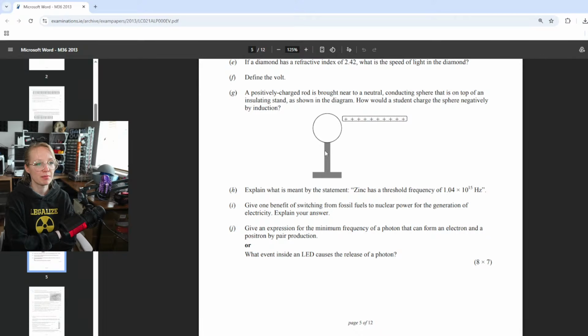What is meant by the statement, zinc has a threshold frequency? So that's got to do with the photoelectric effect. Give one benefit of switching from fossil fuels to nuclear power for generating electricity. Oh, that's a politically interesting question to have asked. Give an expression for the minimum frequency of a photon that can form an electron and a positron by pair production. Or, what event inside an LED causes the release of a photon? That's a nice, complicated question.